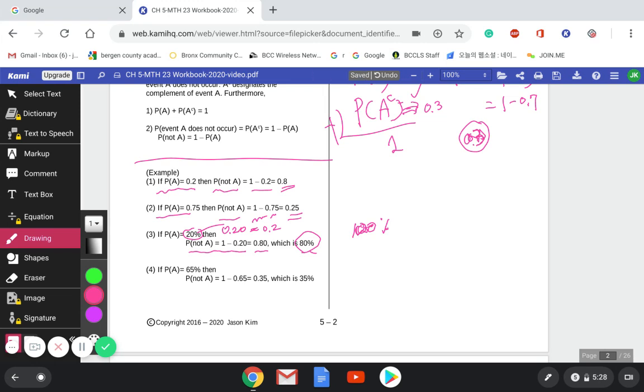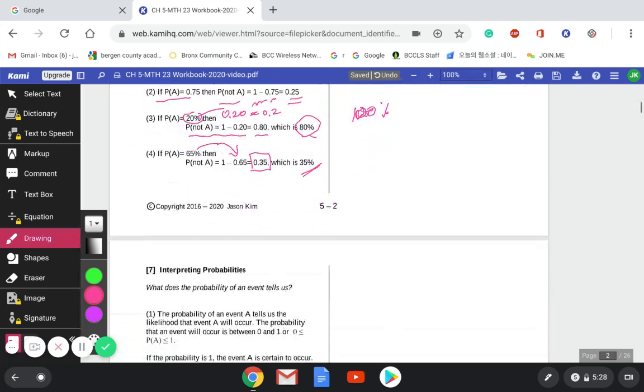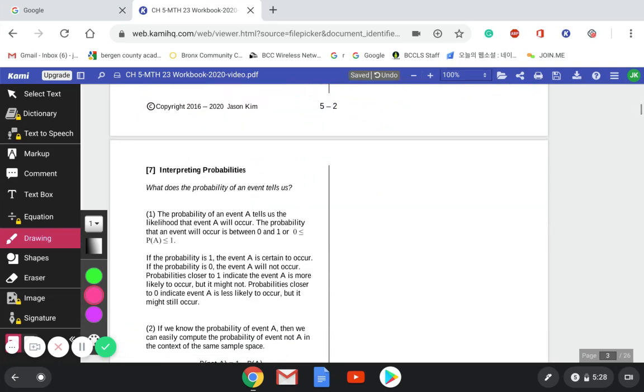Probability of A is 65%, which means 0.65. Then the complement of that probability of A, which means probability of not A, would be 1 minus 0.65, which ends up with 0.35. If you have to express it in percent, that will be 35%. Okay, so these are the examples for complementary events.